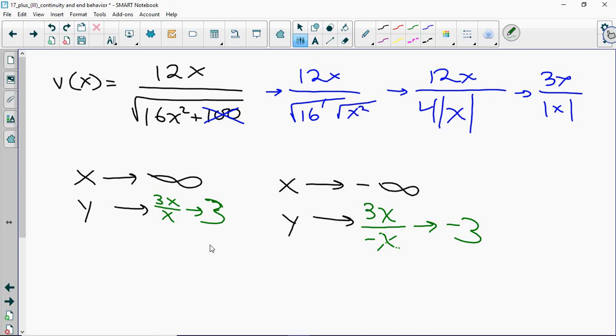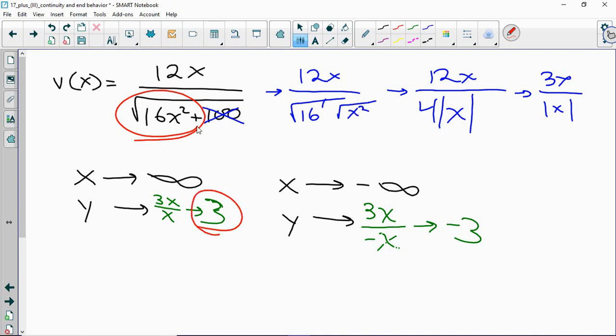So this is an example of a function with two horizontal asymptotes, one at negative 3 and one at positive 3. If you didn't like all that with the absolute values, then just focus in here. When we put a positive number in for x, we're squaring it, which is going to give us a positive number times 16 square root. It's all going to be a positive number in the denominator, and then also a positive number in the numerator, since it's 12 times a positive number. Positive divided by a positive is a positive, and that's the sign that we had there.